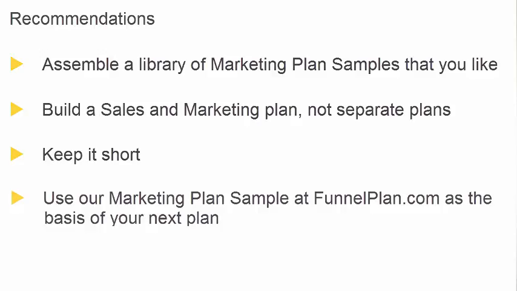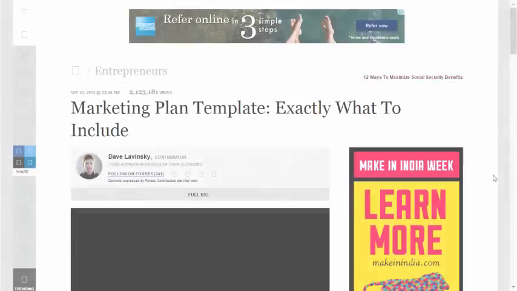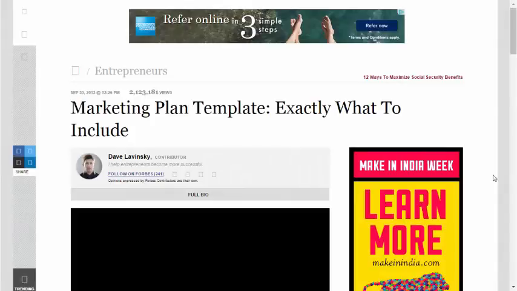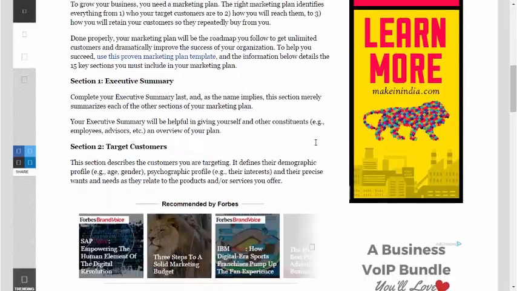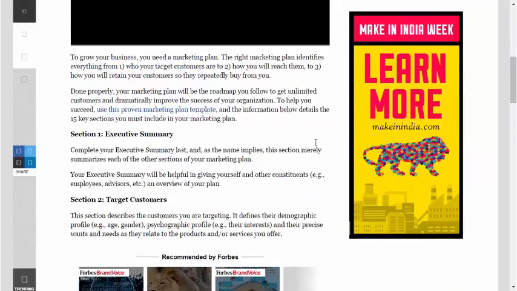from ours for free. The first one we came across when we Googled marketing plan sample was an article I've used quite a few times recently from Dave Levinsky. It's either tremendously well optimized or there's not much else out there. Anyhow, if you've not heard me rabbit on about this before, it's a really good article and I recommend that you take a read of it. Links will be in the show notes.